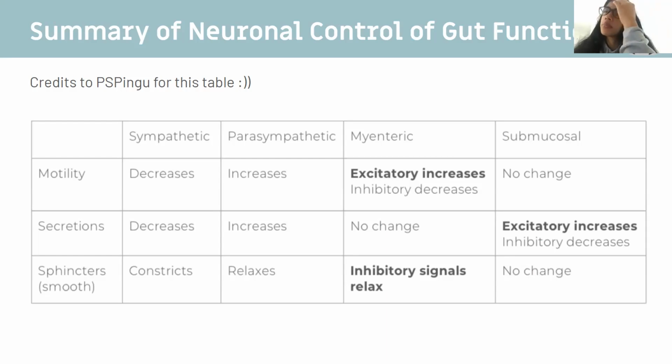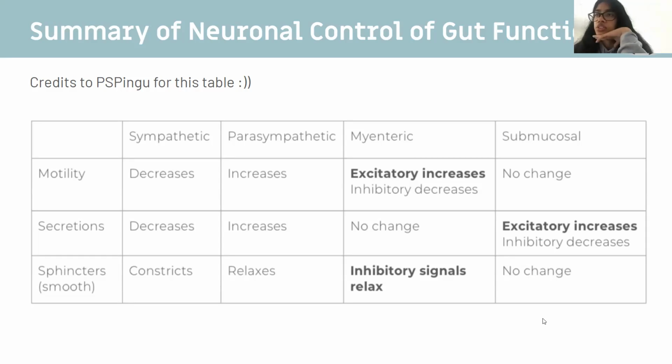And then my enteric complex, remember that's a part of the enteric gut nervous system, but that mainly controls muscles. So when you excite it, you're going to have an increase in motility, and then inhibitory will lead to a decrease in motility. But it doesn't play a role in secretion, so no real change there. And for some reason, if you inhibit the myenteric complex, that leads to the relaxation of the sphincter muscles. I'm not entirely sure what the mechanism behind that is. I tried Googling it, couldn't really find anything. But that's what the lecturer said, so just chuck that in there.